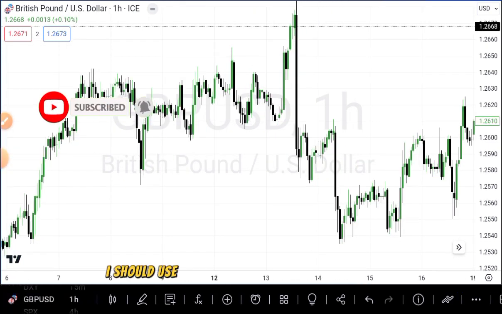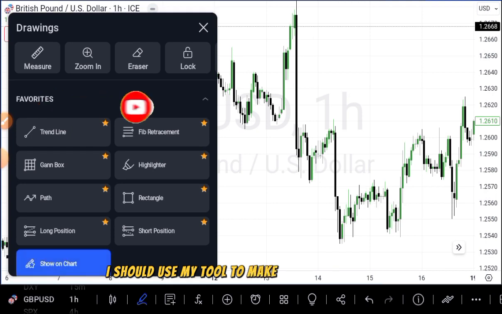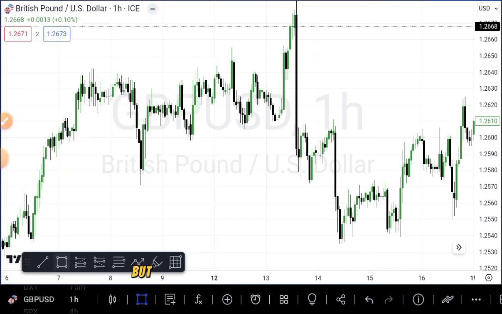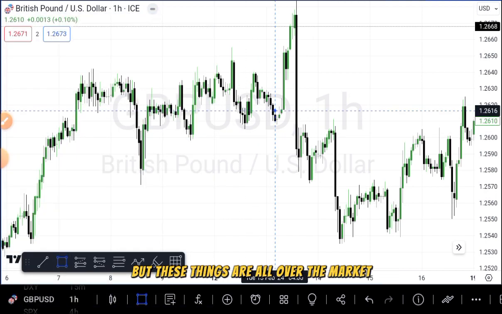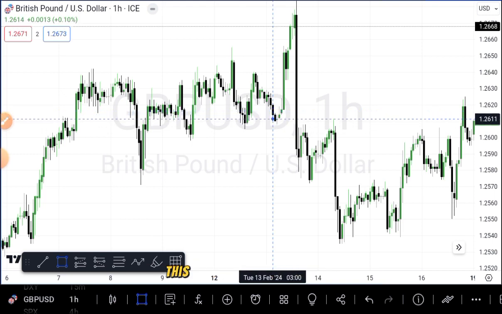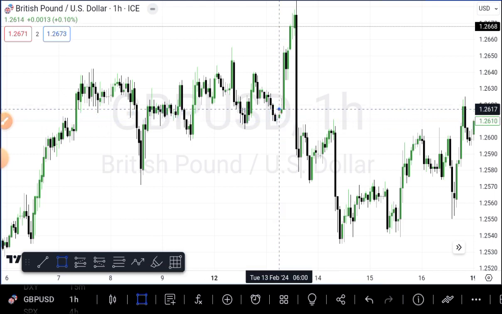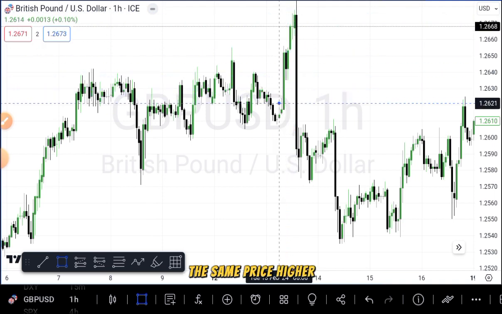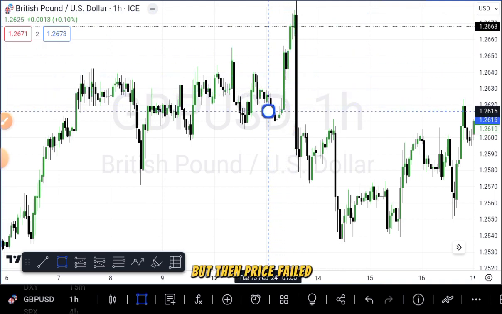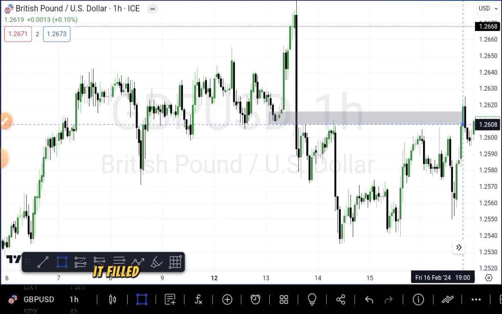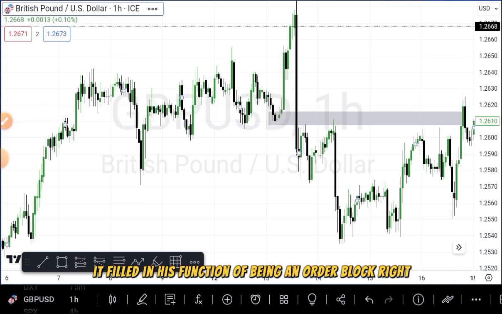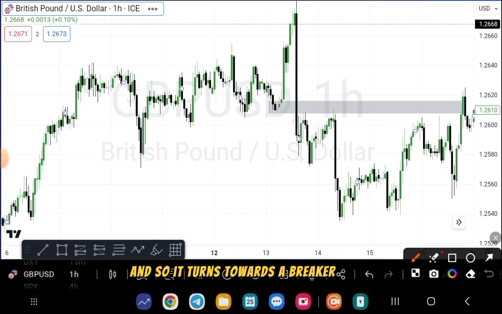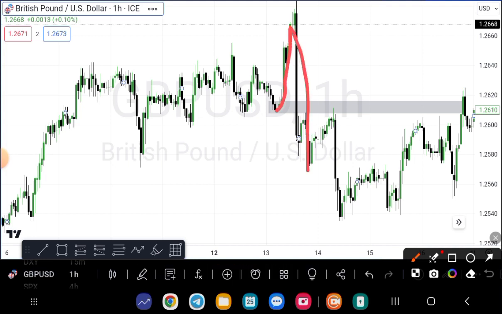I should use my tool to make it very neat for you, because these things are all over the market. Look at the breaker block. This black candle right there at the time was another order block that sent price higher, but then price failed to go. It failed in its function of being an order block, and so it turns into a breaker block. You see price broke through it, returned back to it, and what do you expect?